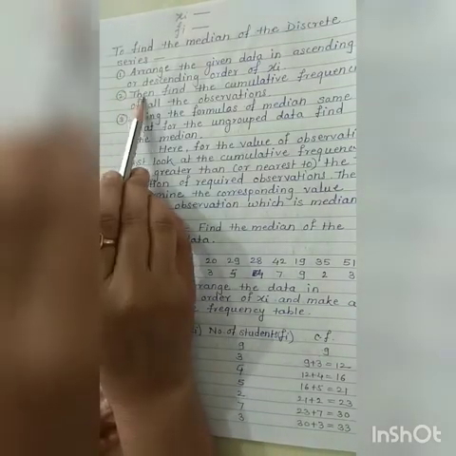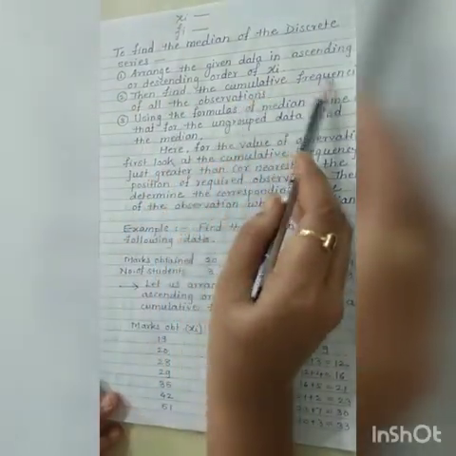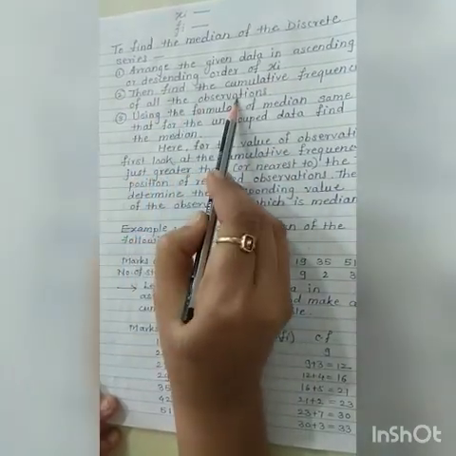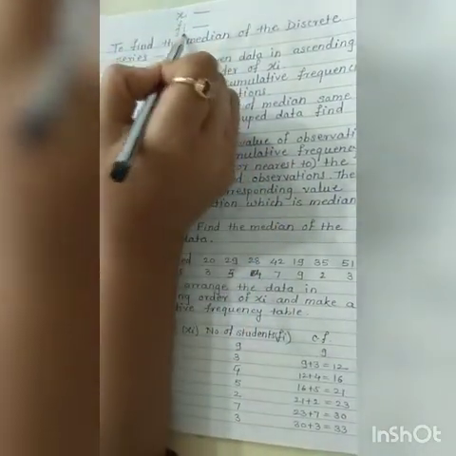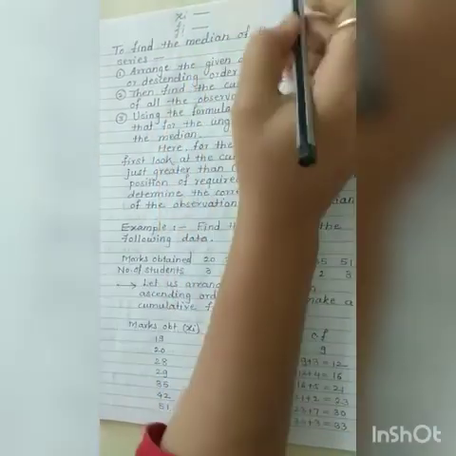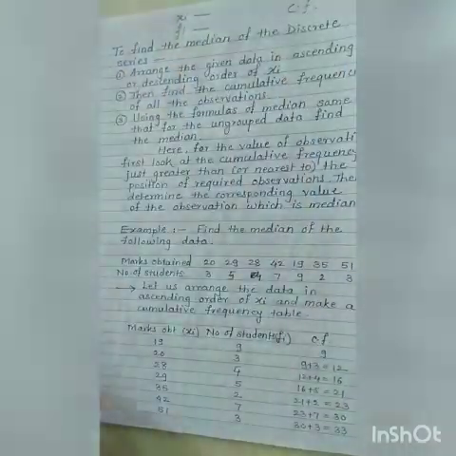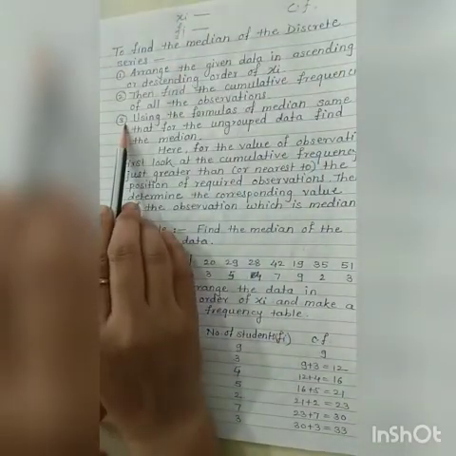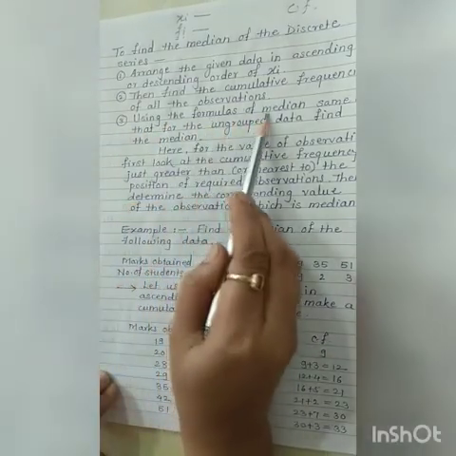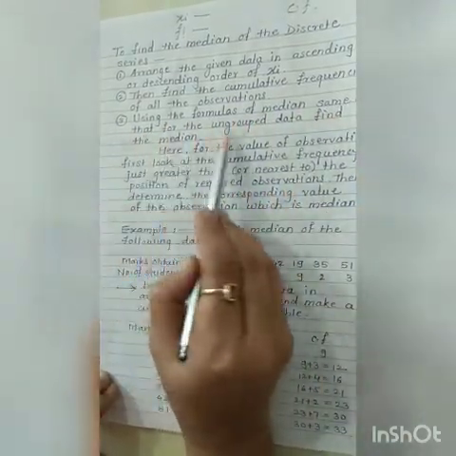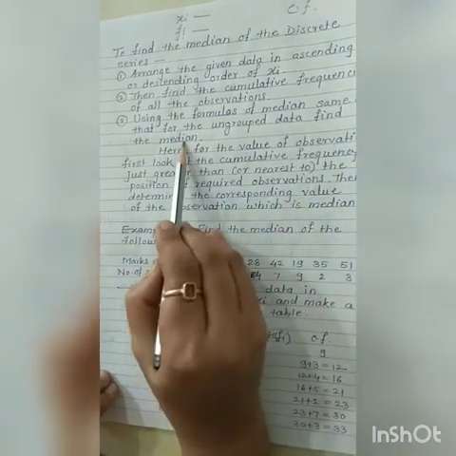After that, find the cumulative frequencies of all the observations. After writing these two columns, we have to find their cumulative frequencies. Now third point is using the formulas of median same as that for the ungrouped data, find the median.